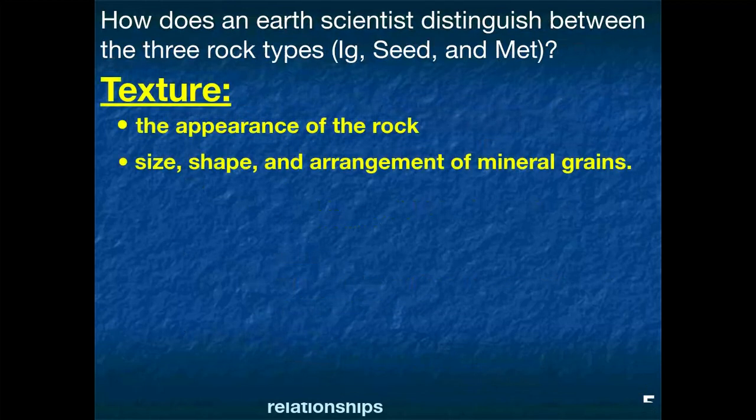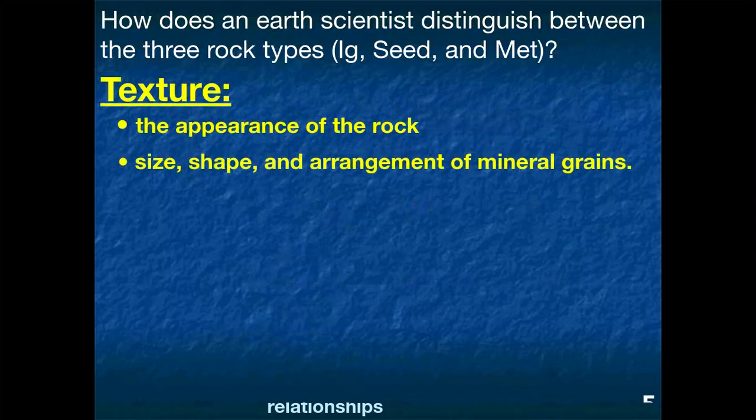The first thing we look at is texture. And texture basically represents the appearance of the rock. When we say appearance, we look at the individual grains that make up that texture, and we look at the size, the shape of the grains, and how the mineral grains are arranged in the particular rock. And based on that texture, that tells you the story in terms of where that rock came from.